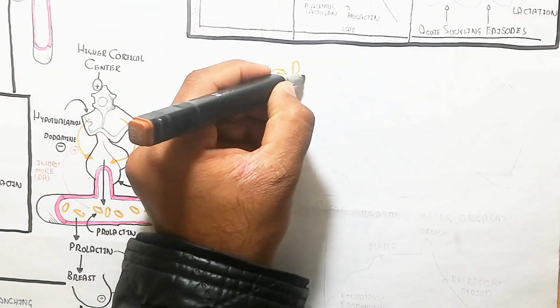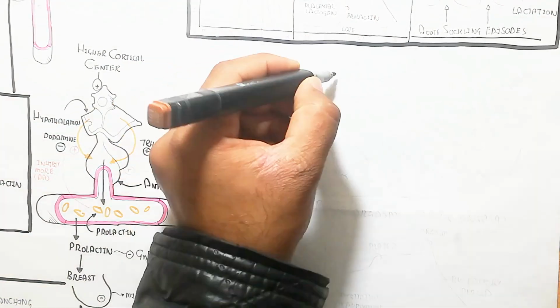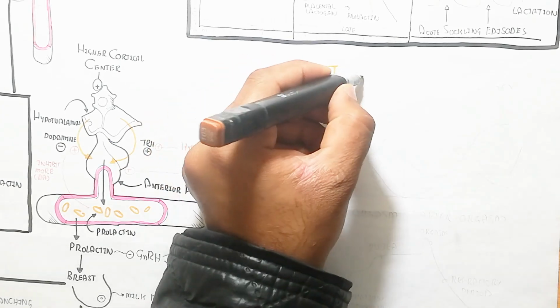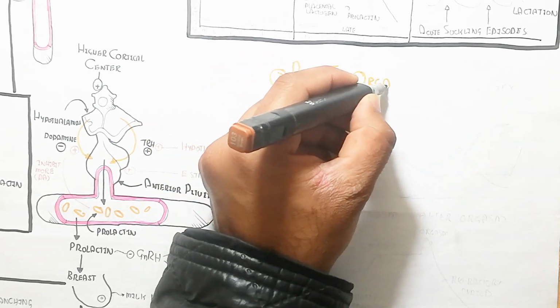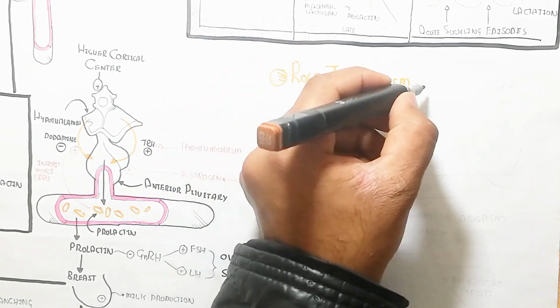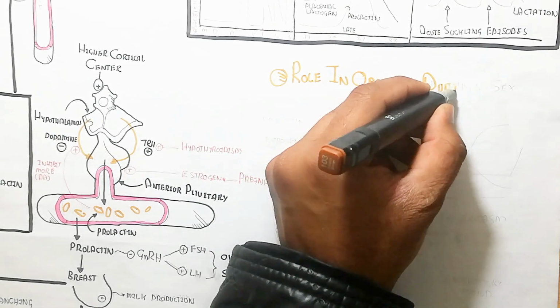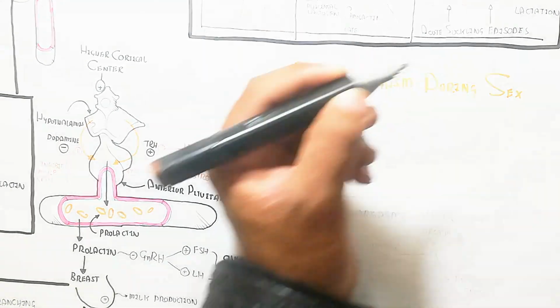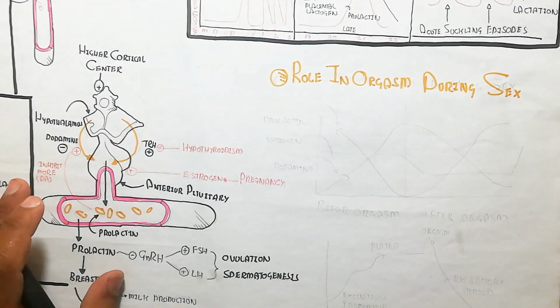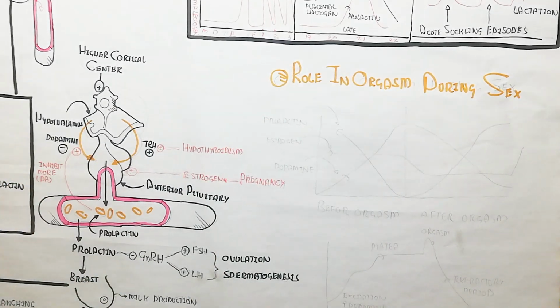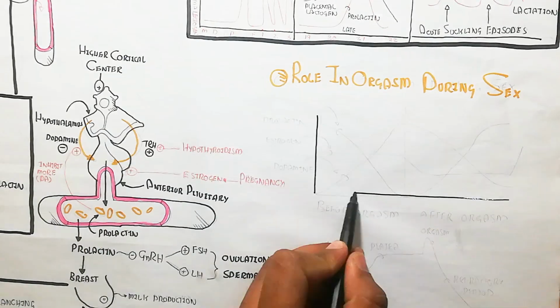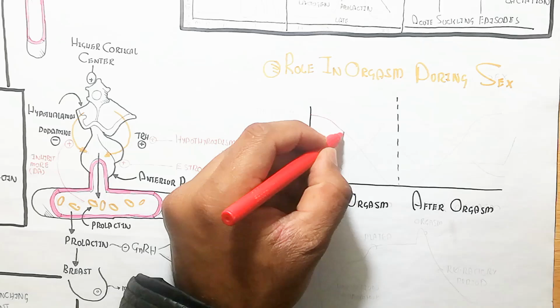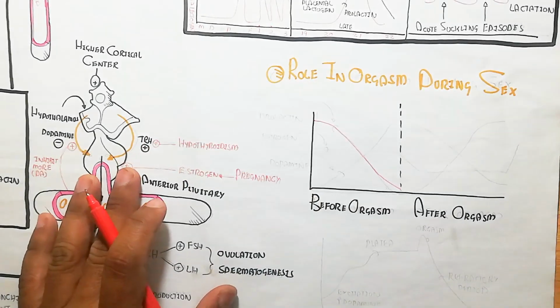Role in orgasm during sex. So let's understand about these things. It is important for both female and male, but in this case we will understand only the female. In the next video we will understand the male. The role in orgasm during sex is through prolactin. Before orgasm the prolactin should decrease, so the dopamine should increase. When the dopamine increases, the prolactin will decrease.